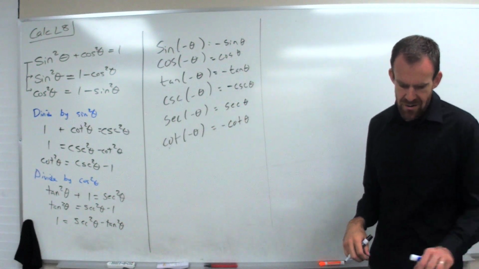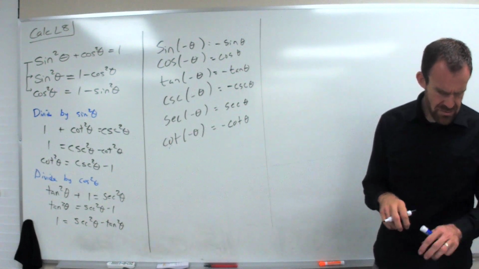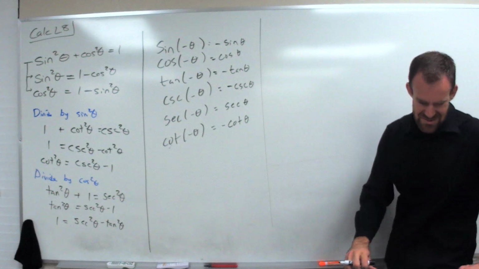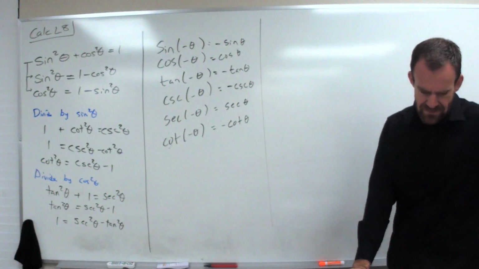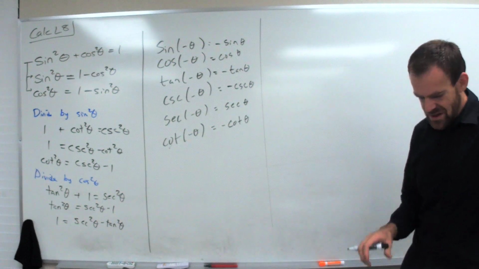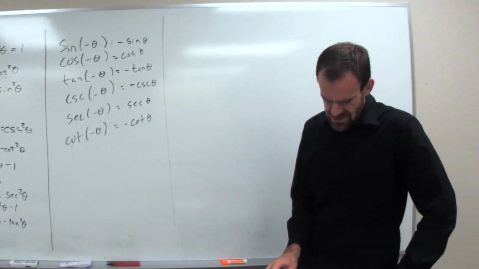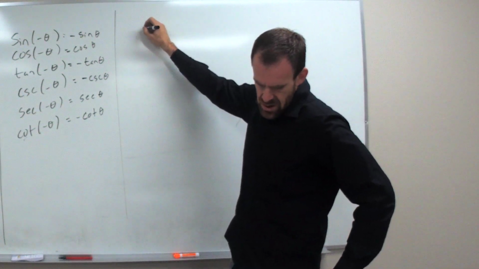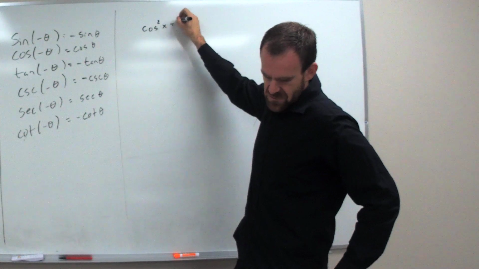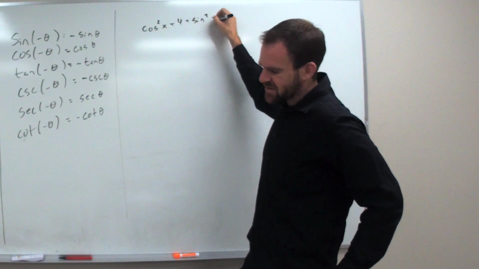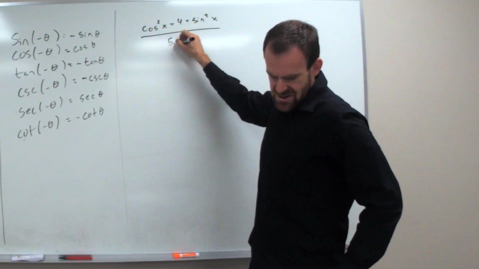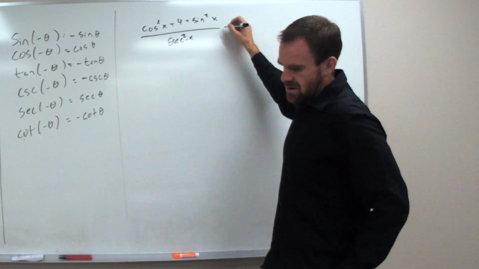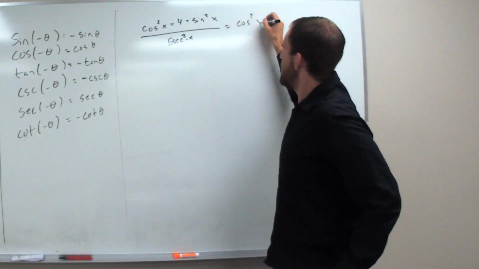Alrighty. Now, let's talk about all the rest of our trigonometric identities. They're going to have you do proofs, just like you did in pre-calculus. So let's show that this is true. We have cosine squared x times the quantity sine squared x plus cosine squared x, over 5 secant squared of negative x, equals cosine squared x.